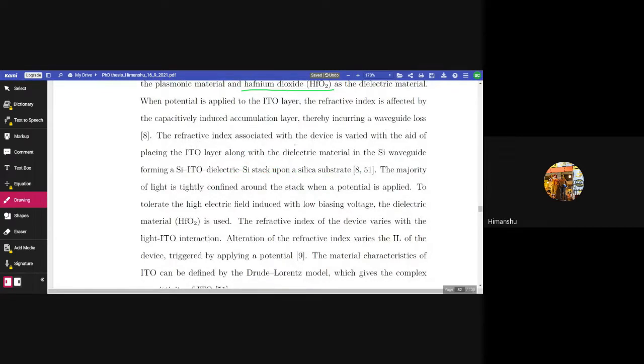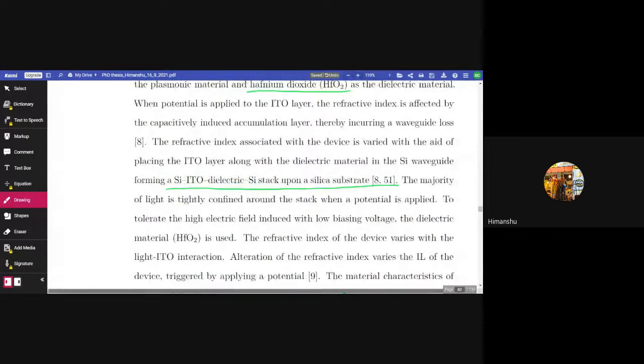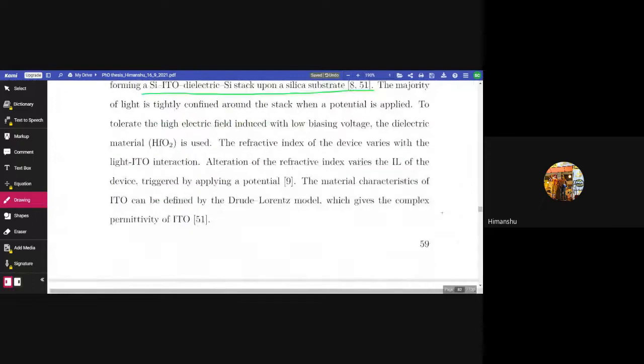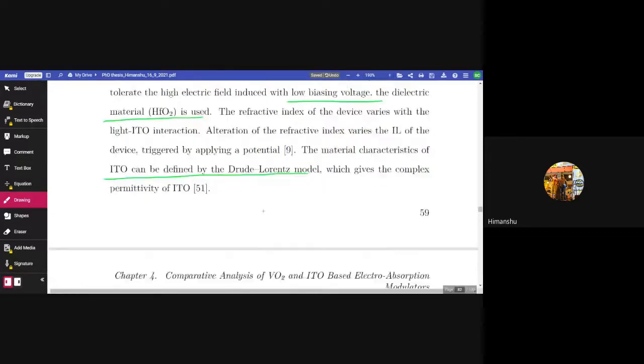The refractive index associated with the device is varied with the aid of placing the ITO layer along with the dielectric material in the Si waveguide, forming a Si-ITO-dielectric-Si stick upon a silica substrate, reference 8, reference 51. The majority of light is tightly confined around the stick when a potential is applied. To tolerate the high electric field induced with low biasing voltage, the dielectric material HfO2 is used. The refractive index of the device varies with the light-ITO interaction. Alteration of the refractive index varies the IL of the device, triggered by applying a potential, reference 9. The material characteristics of ITO can be defined by the Drude-Lorentz model, which gives the complex permittivity of ITO, reference 51.